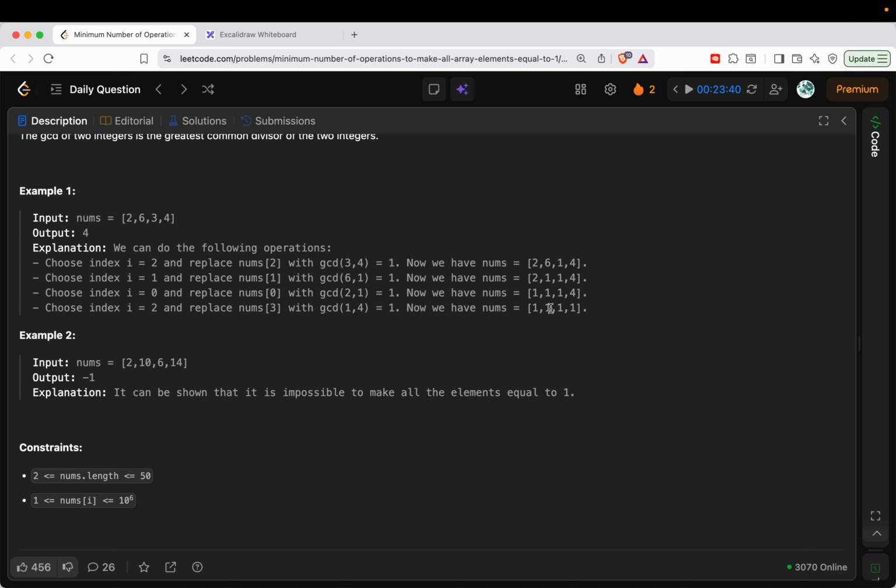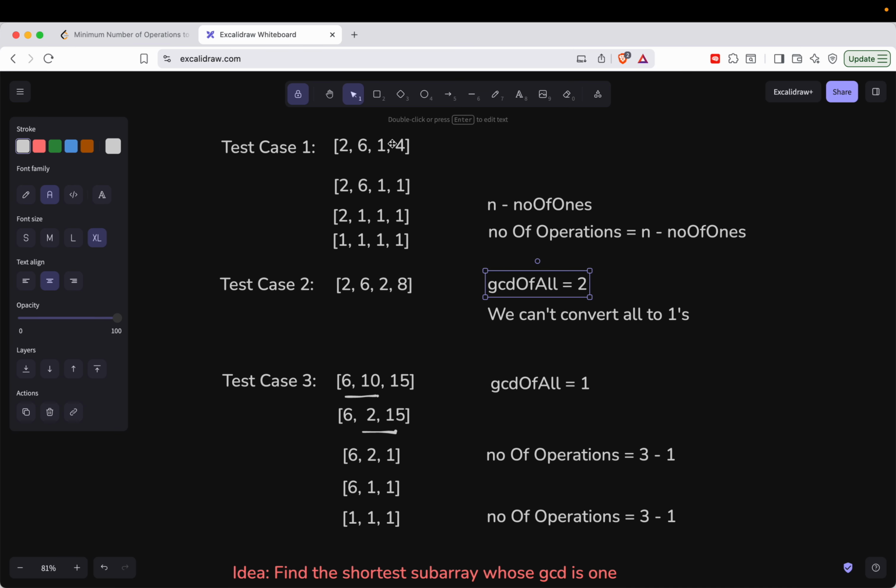If you clearly observe, the moment you have 1 in the given array, that means all other elements can be easily transformed into 1, because the GCD of any number with 1 will always turn out to be 1. So all the elements in the array can be converted into 1. The moment you have 1 in the array, all other elements can be converted into ones.